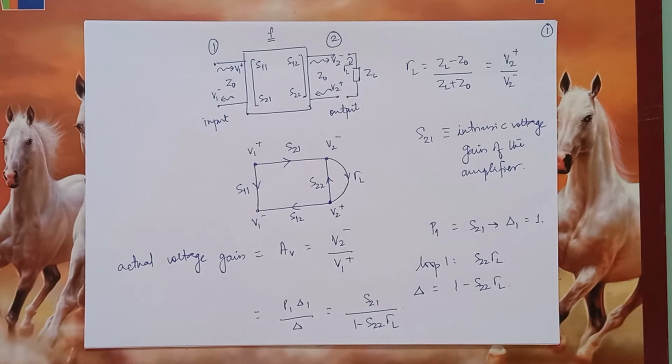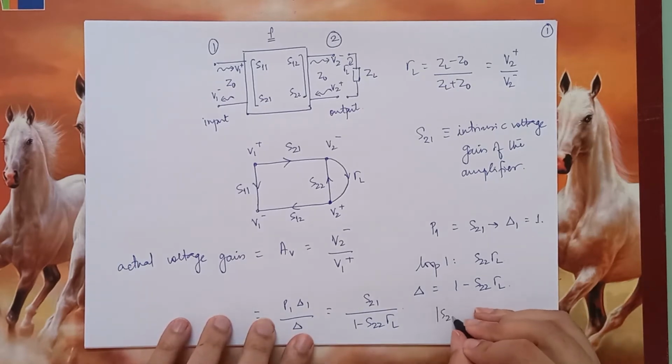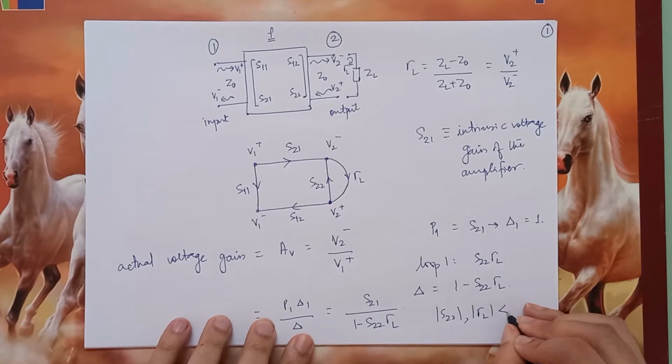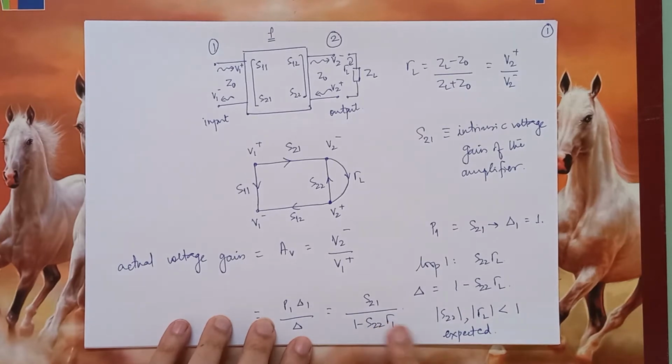Now, what I can say is that irrespective of what the value of S21 is, since S22 and gamma L indicate reflection coefficients, their values are very likely to be less than 1 in magnitude. So normally the mod of S22 and mod of gamma L will be less than 1, that is expected. So therefore the product of these two will also have its magnitude less than 1. So 1 minus that quantity will be something which is again less than 1. So if you are dividing some quantity by a quantity that is less than 1, the net result will be something that is much more than the numerator.